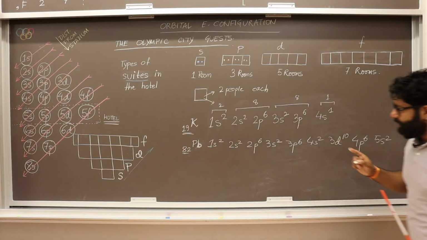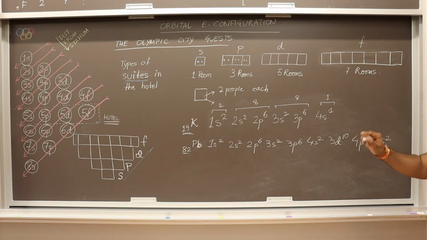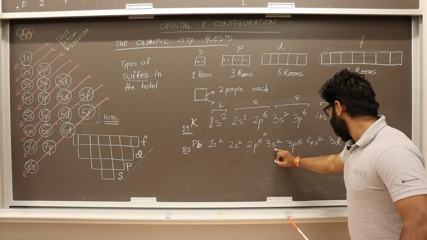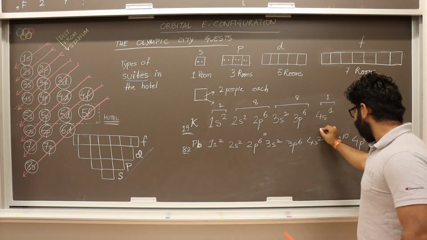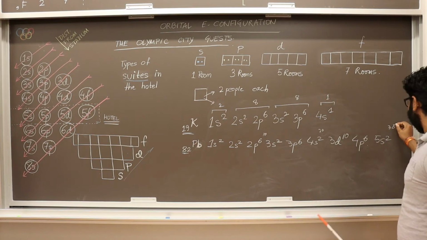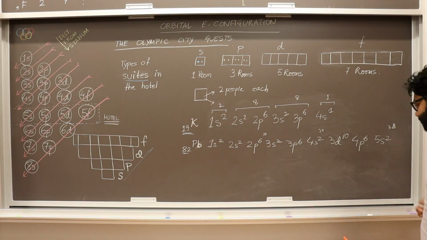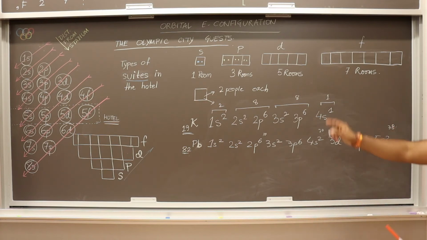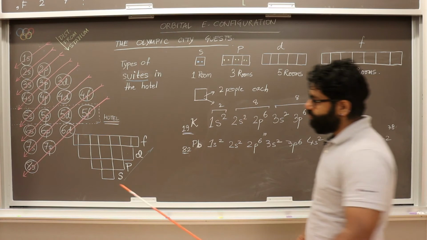Now let's calculate the number of electrons that are already being taken care of. Till here we have 10, 18, 20, 30, 36, 38. So we just have 38 electrons taken care of. We have a long way to go, so we keep moving.